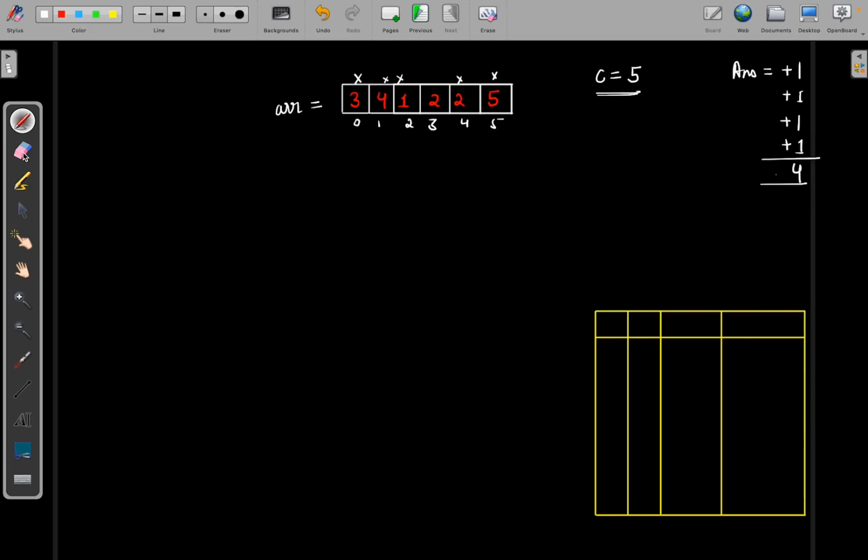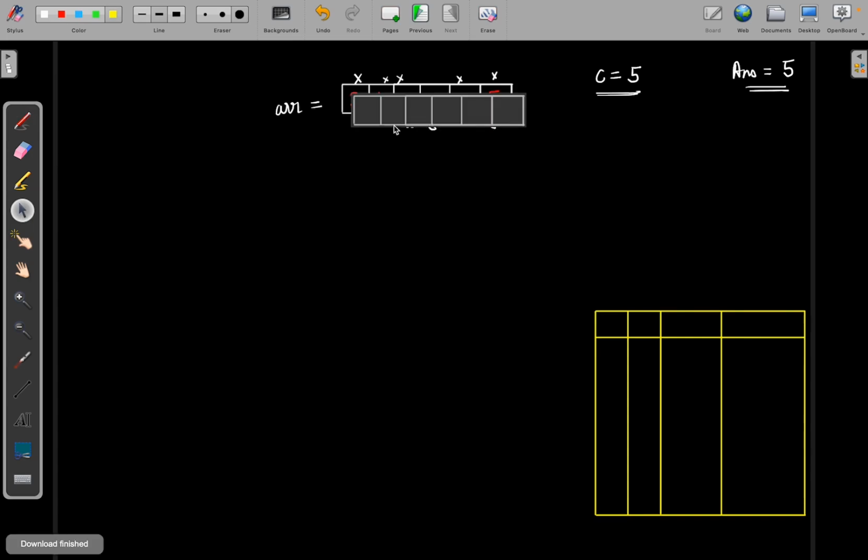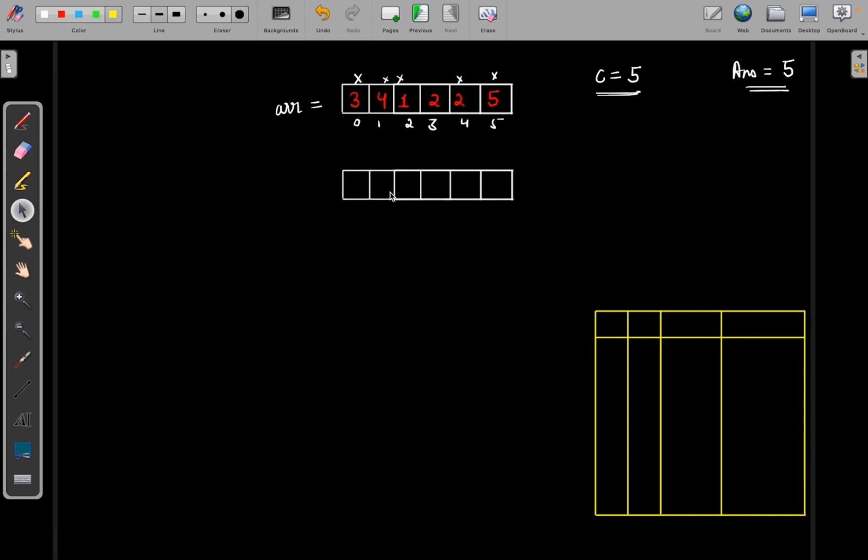Now let's see how we will achieve this by using 2 pointers. So here the answer is 5. Now let's see. We'll apply 2 pointers, but remember this is not a sorted array, right? So first we need to sort this array. Let me just quickly sort the array.